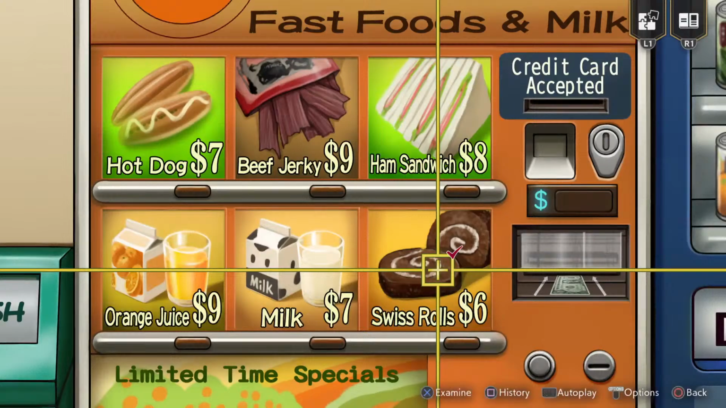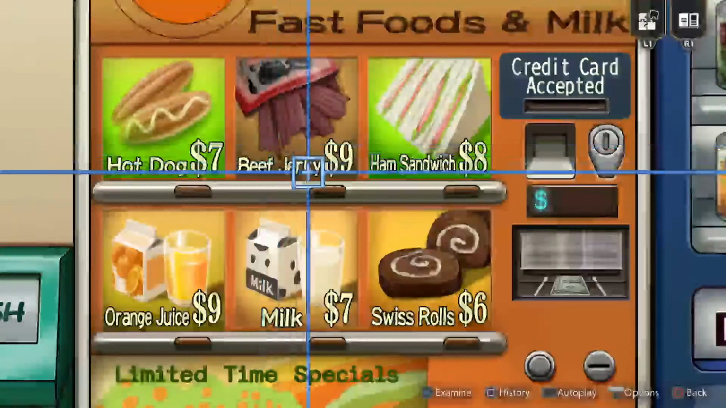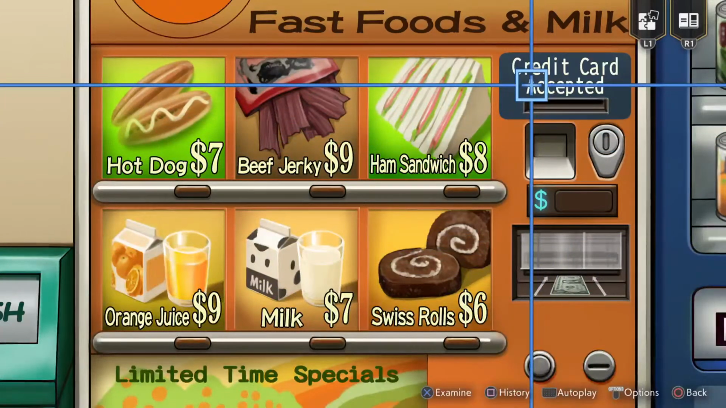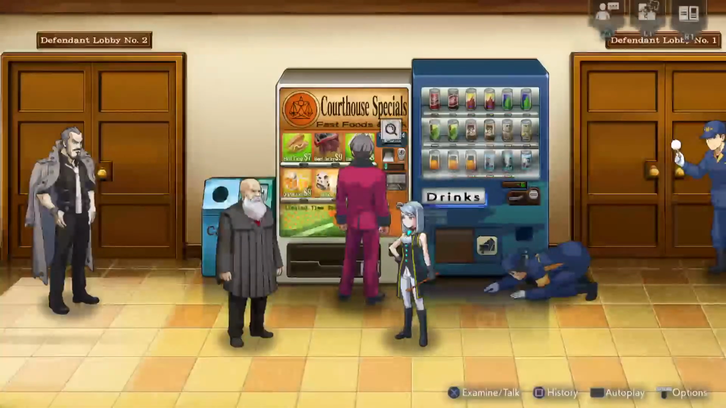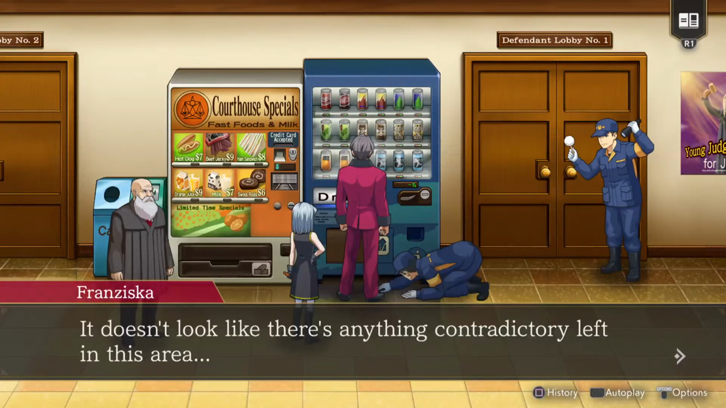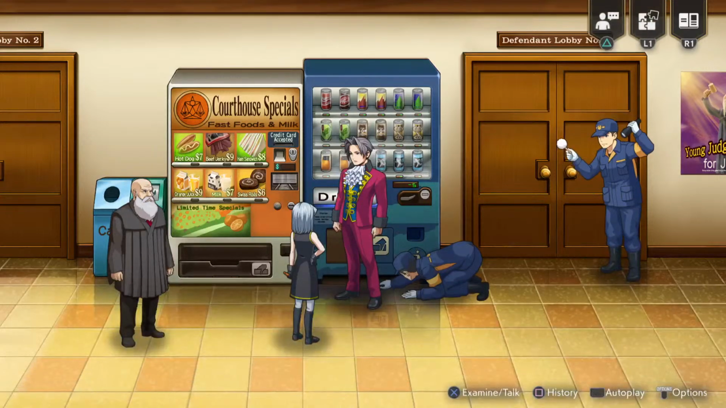Well, I mean, that's the Swiss roll, right? What am I missing? Why are we still investigating it? Is it the money? I don't really want to check each one, so... Doesn't look like there's anything contradictory left in this area. I suppose not. Perhaps let's check elsewhere.